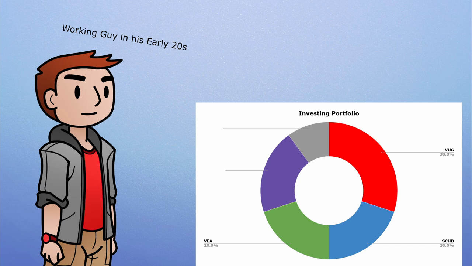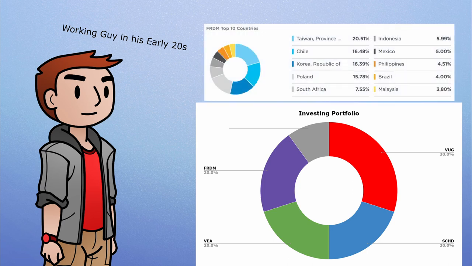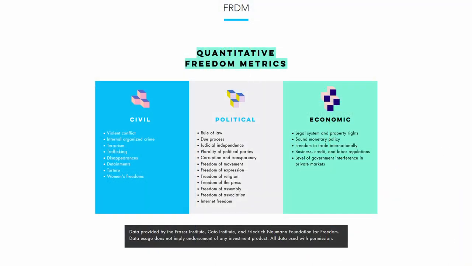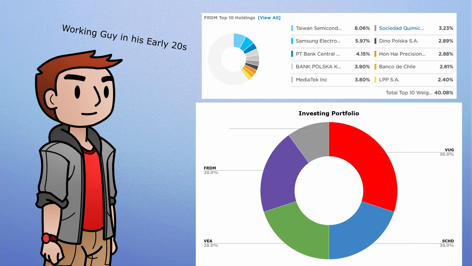The fourth fund in Steve's portfolio, also representing a 20% position, is FRDM. This particular ETF allows investors to hold the best companies from the most free emerging markets. These countries include Taiwan, Chile, and Poland. Each country is given a freedom score based on a wide array of factors from economic to social freedoms, with the most free countries making up the largest portion of the ETF. For Steve, this is ideal and allows him to invest in smaller countries that can see faster economic growth.